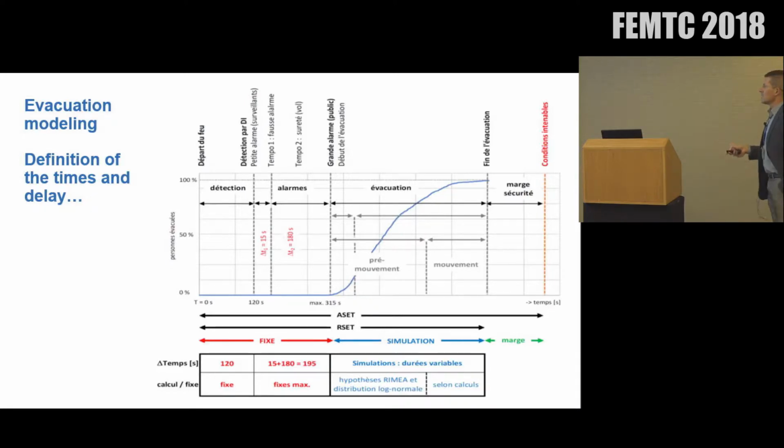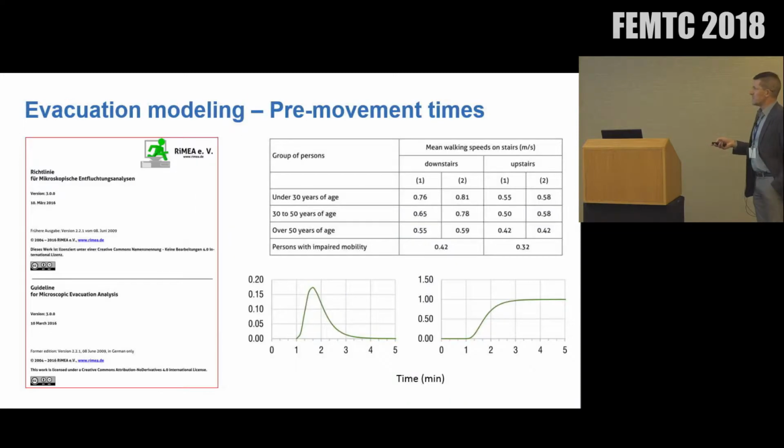So then the process is quite standard, with some pre-movement and movement parameters that we found from the authority. They tell us to use the RiMEA guide from Germany, where you can find a lot of values. So we didn't reinvent the values.